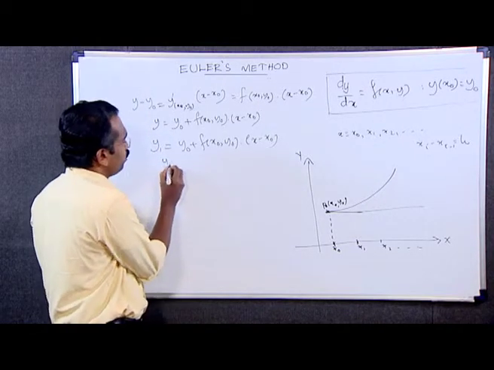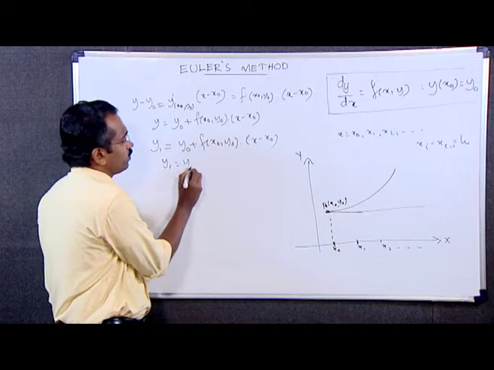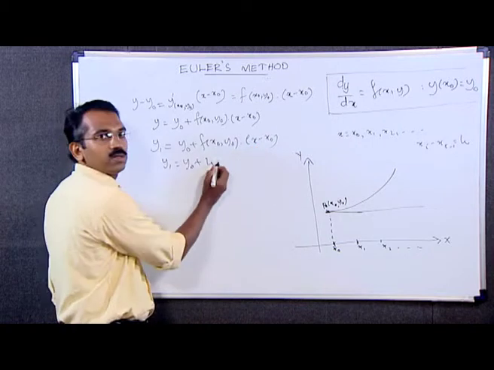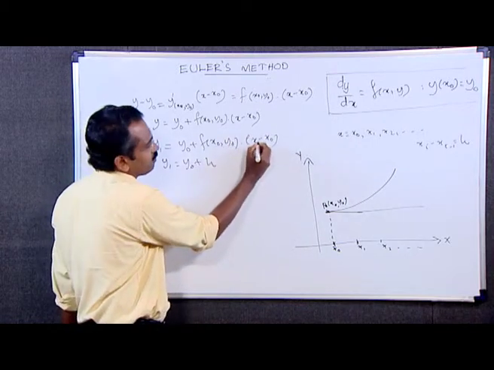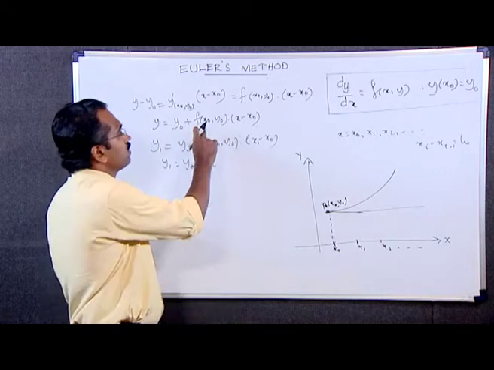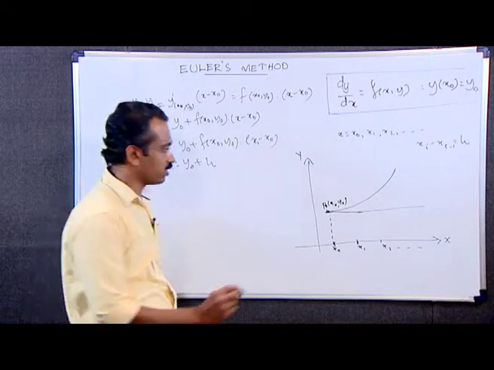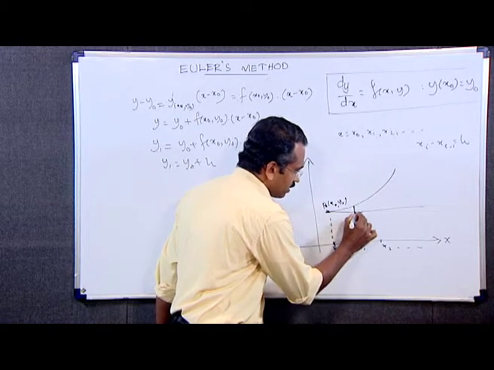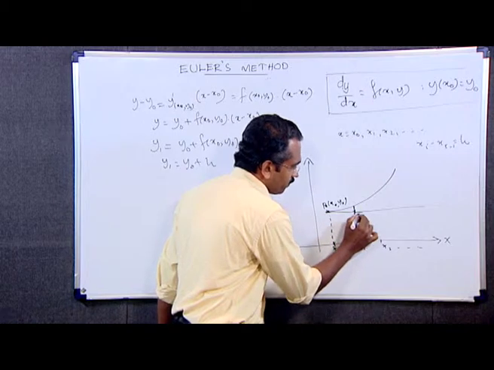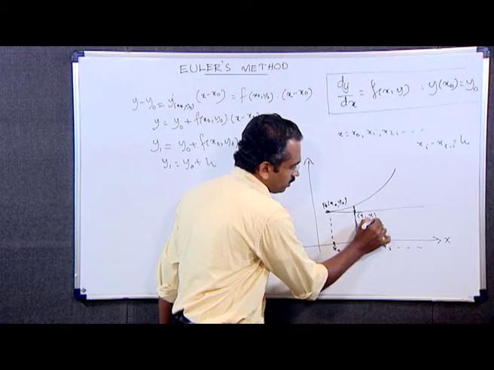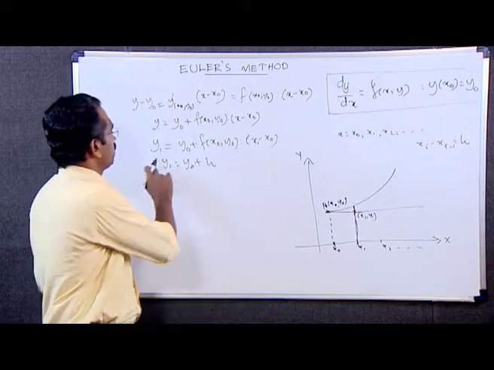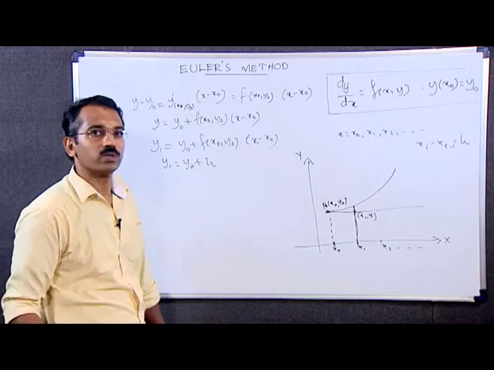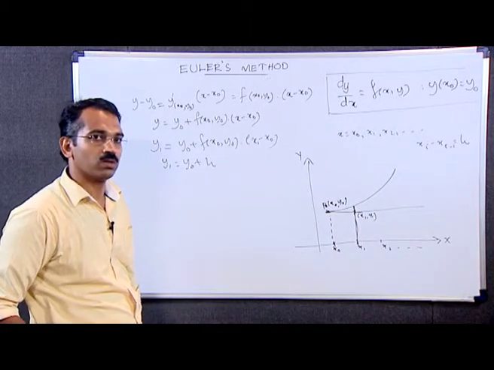That is, y 1 is equal to y naught plus h into f of x naught, y naught, where x minus x naught is h. Here we use the suffix 1 because this is corresponding to x is equal to x 1. This tangent will intersect at this point x 1, y 1, where y 1 is equal to y naught plus f of x naught, y naught into x 1 minus x naught.